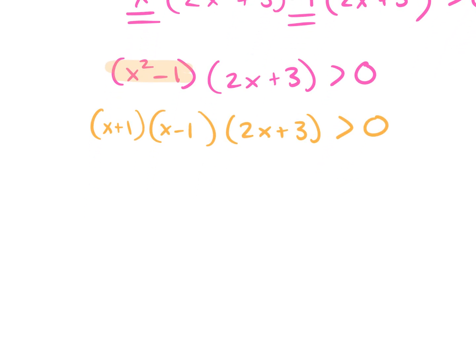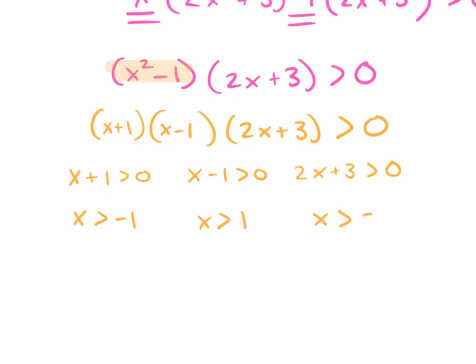So here we're going to set each piece greater than 0, but remember the greater than 0 doesn't really matter. If you want to say equal to 0 in this step, that's fine too. So x plus 1 is greater than 0, x minus 1 is greater than 0, 2x plus 3 is greater than 0. You can, if you remember the plus or minus, definitely do it that way. So x is greater than -1, x is greater than +1, and x is greater than -3 over 2. Remember, you have to subtract the 3, so we get -3 and then divide by 2.